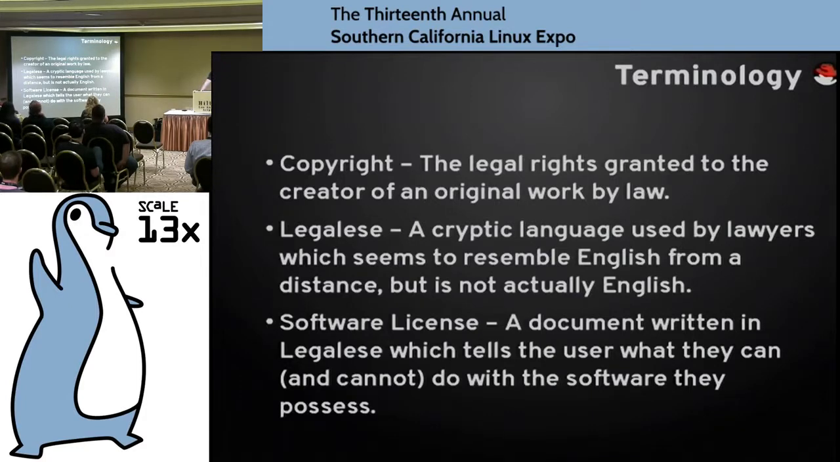Software license. A document written in legalese, not English, which tells the user what they can and cannot do with the software they possess. Now, in the United States, creative works are copyrighted when fixed in a medium. There is legal precedent to say that when you scribble something on the back of a cocktail napkin, you have established copyright because you fixed it in a medium. You don't need to register copyright to possess it. You possess it as soon as it's fixed in a medium. But it's generally considered not the worst idea ever to register it because it makes it easier for you to collect damages. It's not impossible to collect damages if it's unregistered. It's just more complicated.